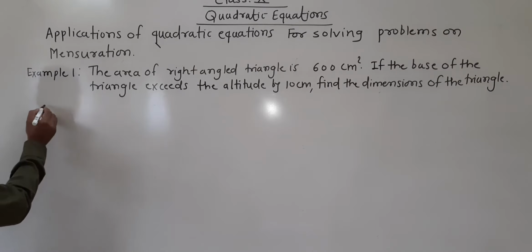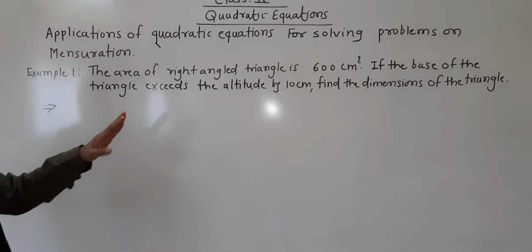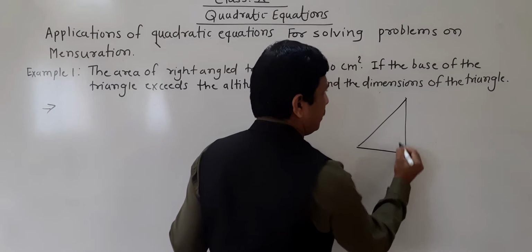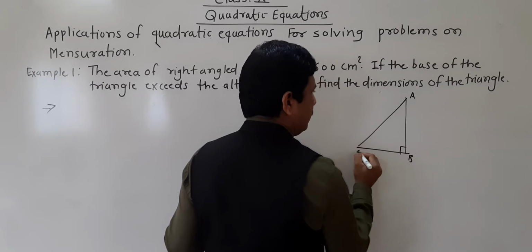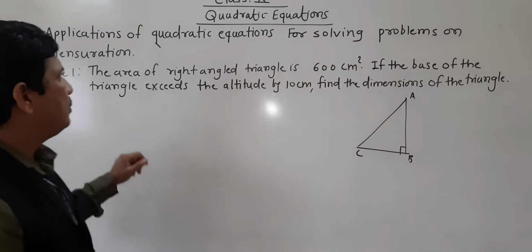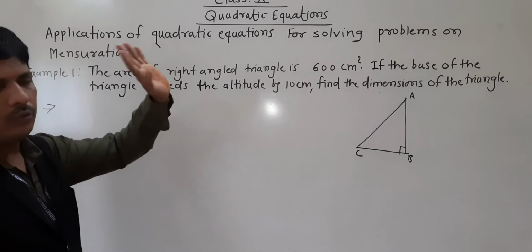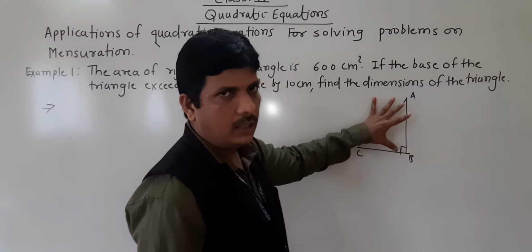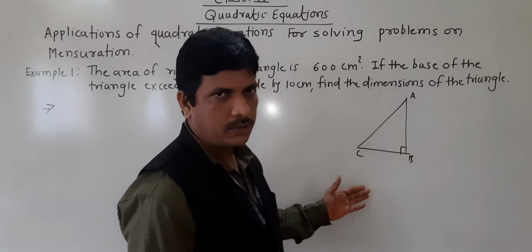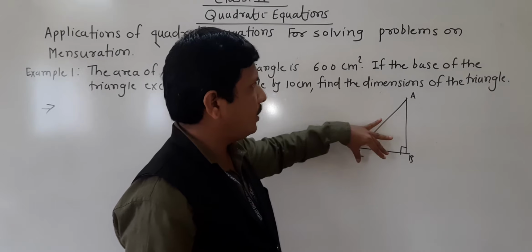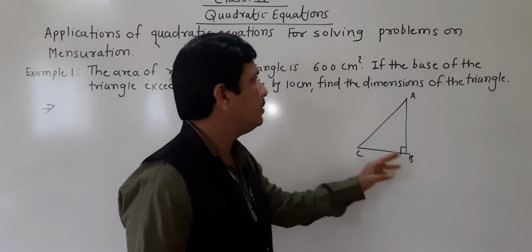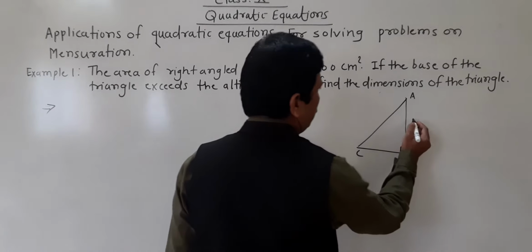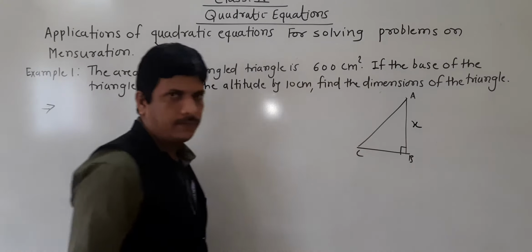So what is given here? A right angle triangle is given, and its area is given. This is right angle triangle ABC. The base of the triangle exceeds the altitude by 10 centimeter. Here AB is the altitude because it is perpendicular to the base. We need to assume the altitude; suppose altitude AB is x.